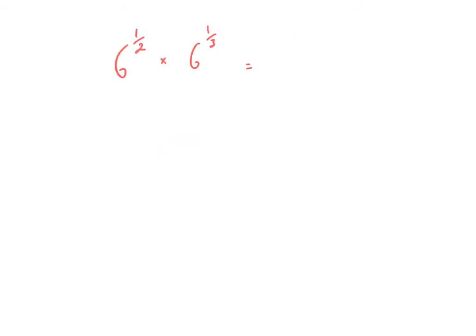All right, so I got this example: 6 to the 1 over 2 times 6 to the 1 over 3. We're just going to keep the base here, and we're going to add the exponents according to the exponent law, right? The addition law of exponents is going to be 1 over 2 plus 1 over 3. Now, let me do this separately here.